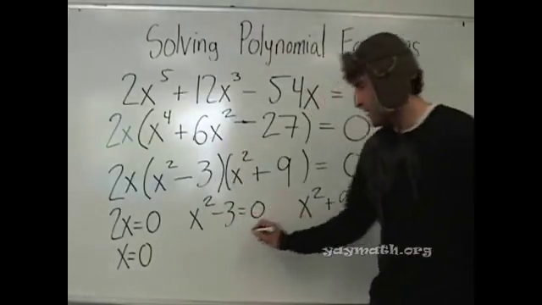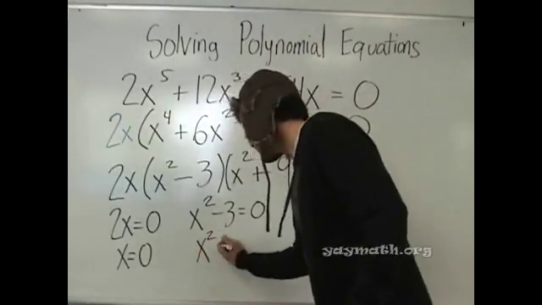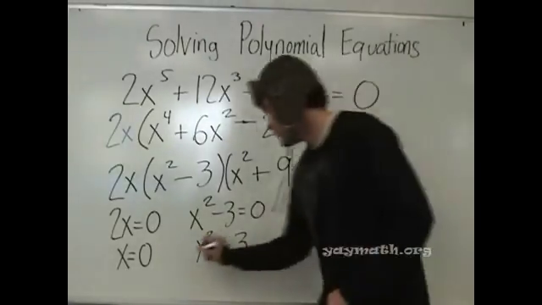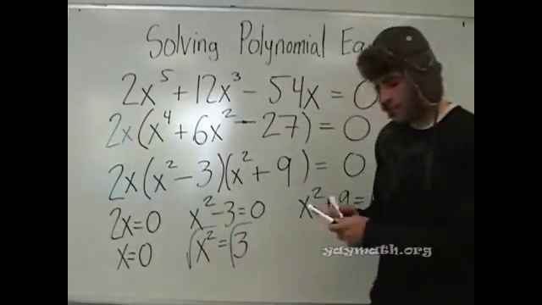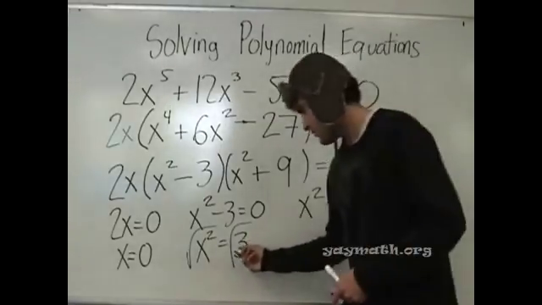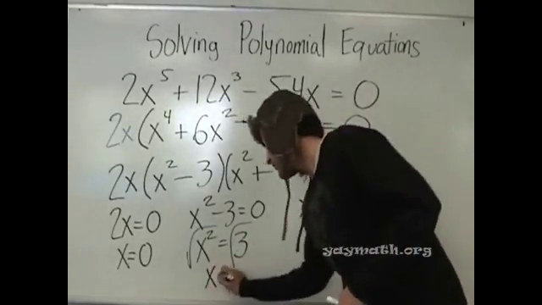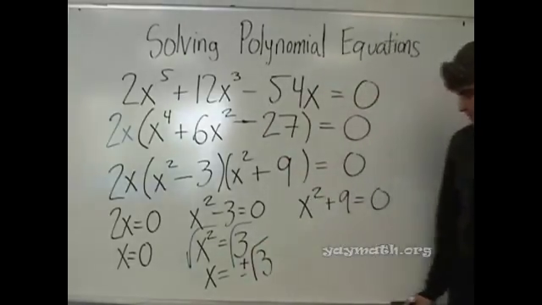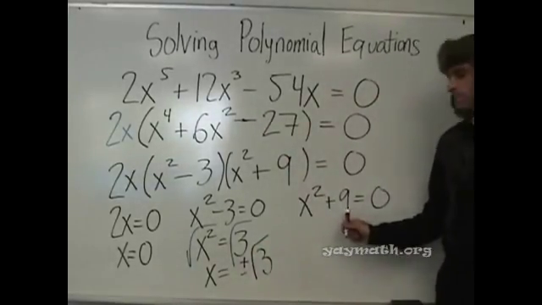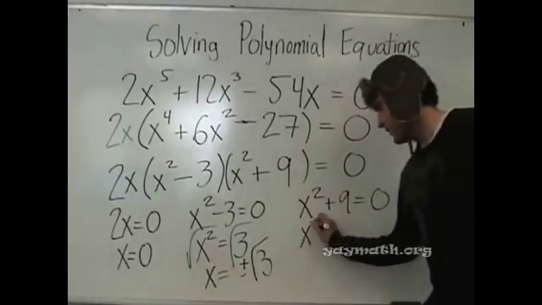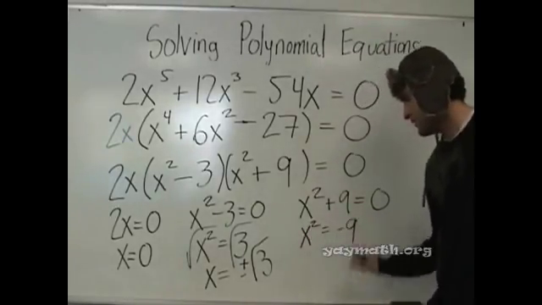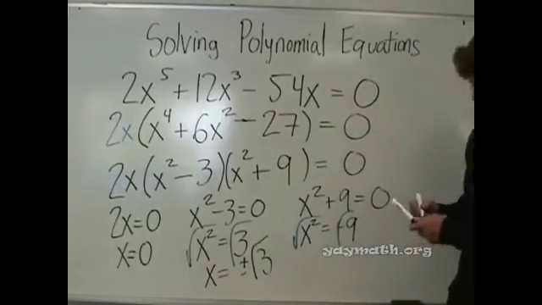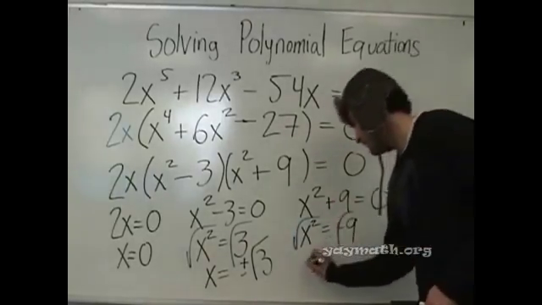X squared equals 3. X squared equals 3. X equals plus or minus the square root of 3. Say it again loud. X equals plus or minus the square root of 3. That's right. And then this is from the previous problem: x squared equals negative 9. X equals plus or minus 3i.